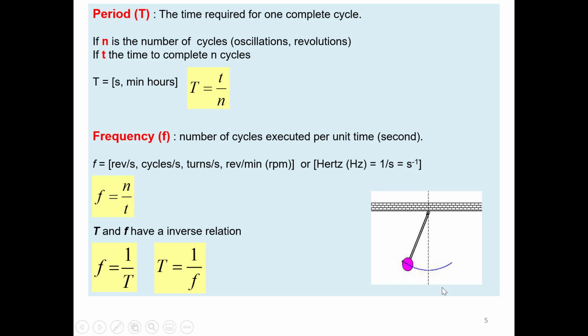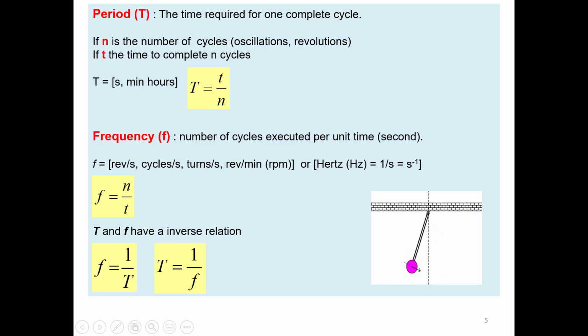Then let's try. Can you take your cell phone and try to measure the time for 5 cycles? Then you can start here: 1, 2, 3, 4, 5, stop the stopwatch. Yes, now we stop.